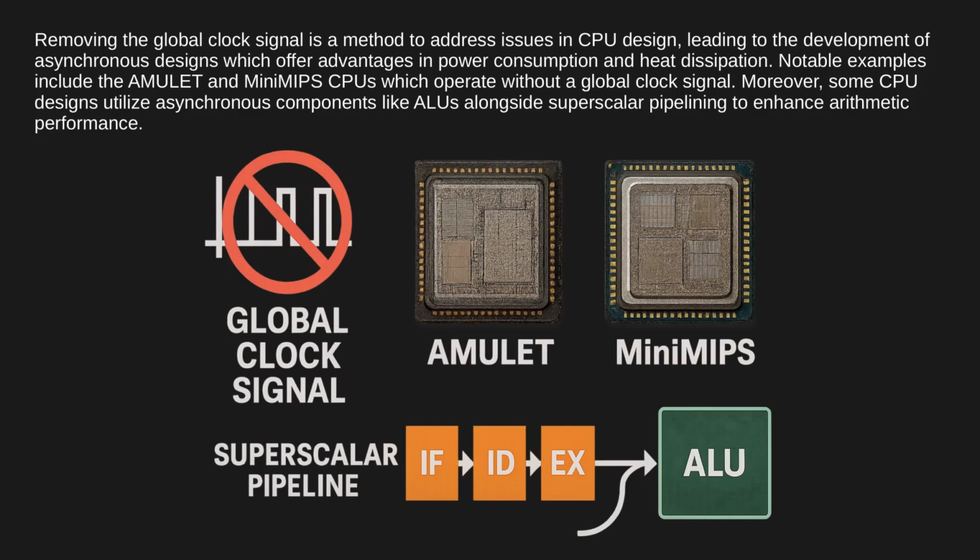Removing the global clock signal is a method to address issues in CPU design, leading to the development of asynchronous designs, which offer advantages in power consumption and heat dissipation. Notable examples include the Amulet and Mini-MIPS CPUs, which operate without a global clock signal. Moreover, some CPU designs utilize asynchronous components like ALUs alongside superscalar pipelining to enhance arithmetic performance.